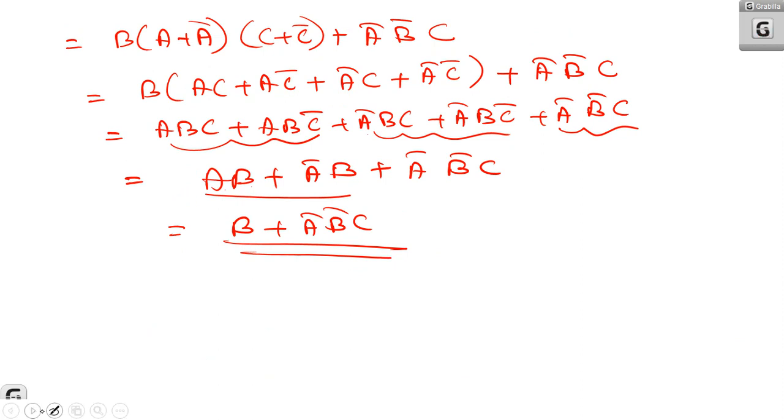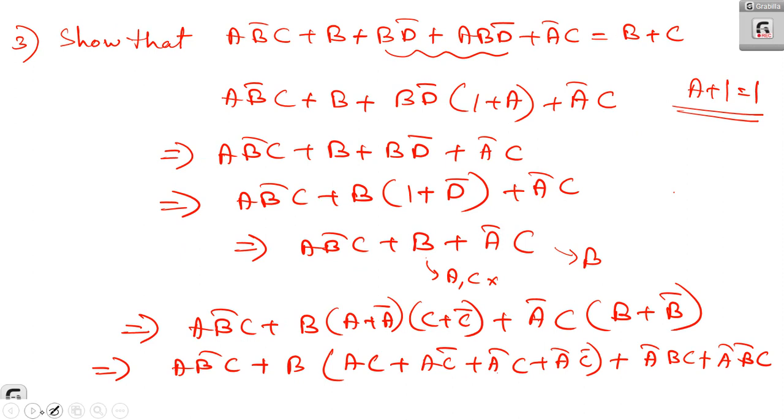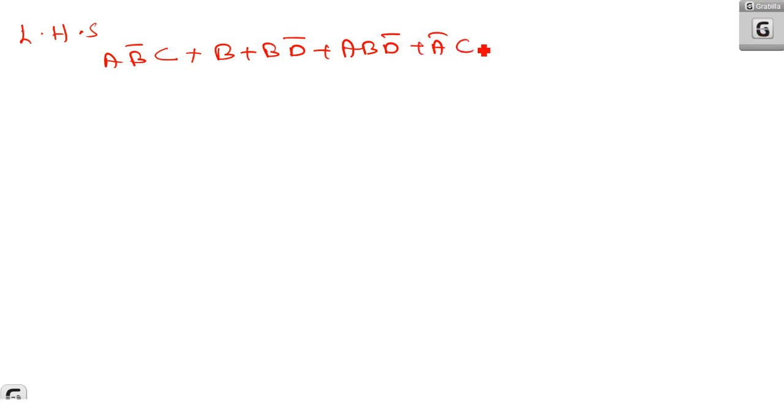So what I am going to do is I will do it with a different track. Again, I will write the left side. Left hand side I am writing as AB bar C or B or BD bar or ABD bar or A bar C.